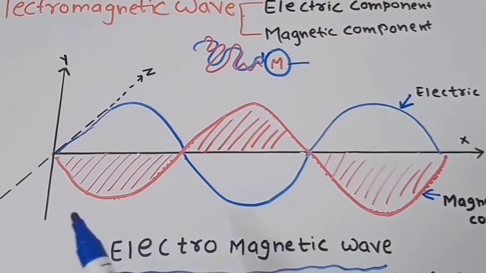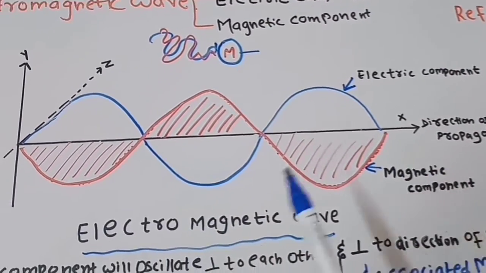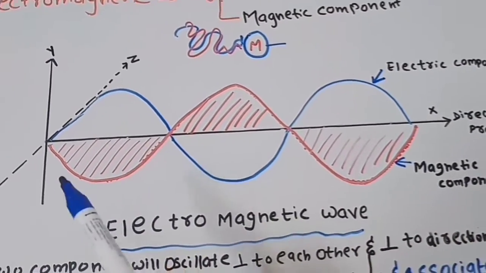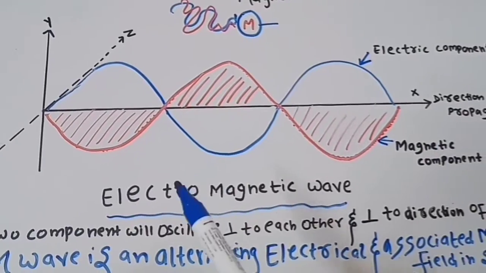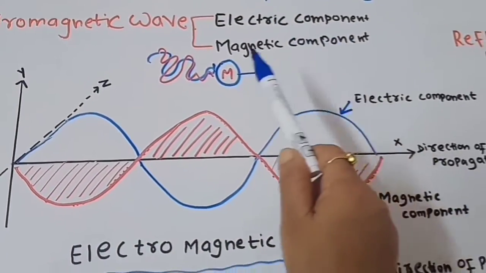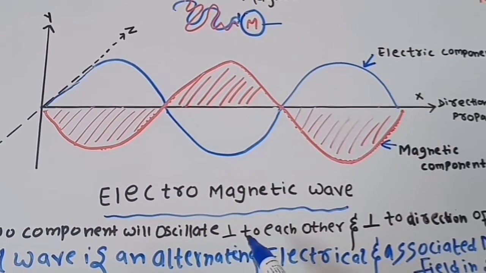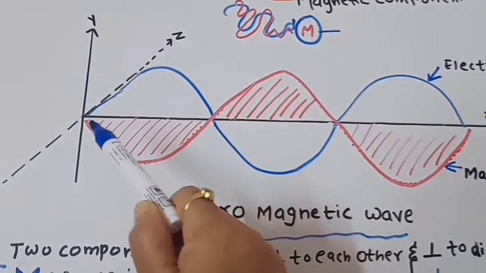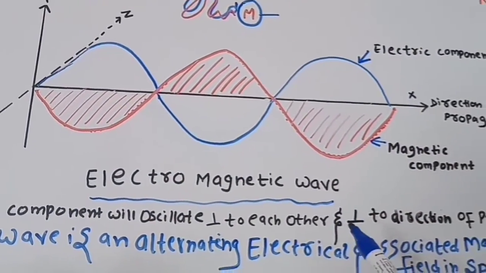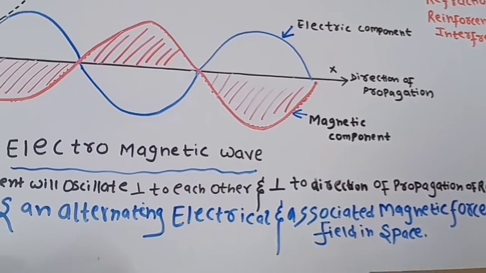These fields are transmitted in the form of a wave, and we can also see them as an electromagnetic wave or the electromagnetic radiations. As from the diagram it is clear that our electromagnetic wave, as the name itself, is made up of two components, that is the electric component and the magnetic component. And these two components will oscillate perpendicular to each other. You can see here x, y, z, both are perpendicular to each other, and they are also perpendicular to the direction of the propagation of the radiations.